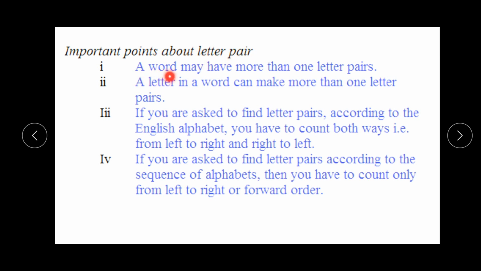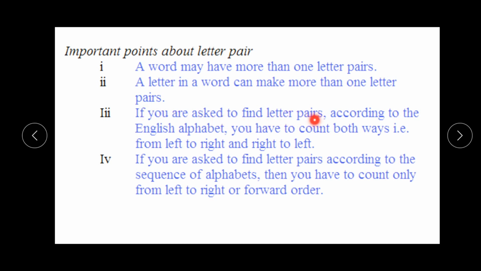Before taking the example on the letter pair, we will talk about some important points about letter pairs. The first is a word may have more than one letter pair. It means in a single word there can be more than one letter pair. A letter in a word can make more than one letter pair. It means in the word one alphabet can make a pair with more than one letter. If you are asked to find the letter pairs according to the English alphabet, you have to count both ways, that is from left to right and right to left.